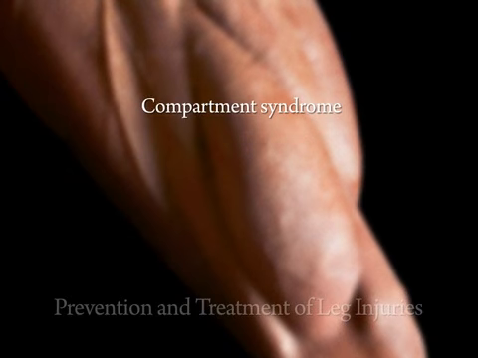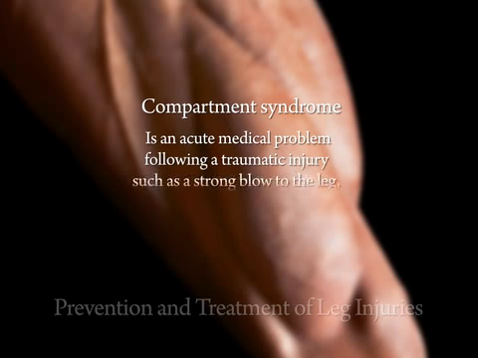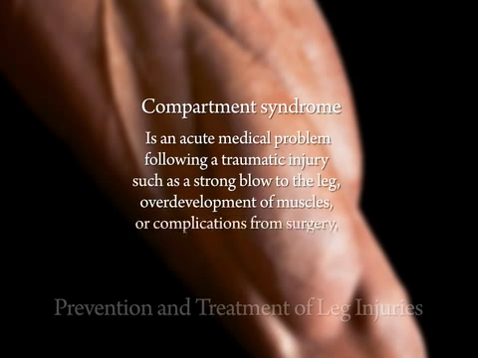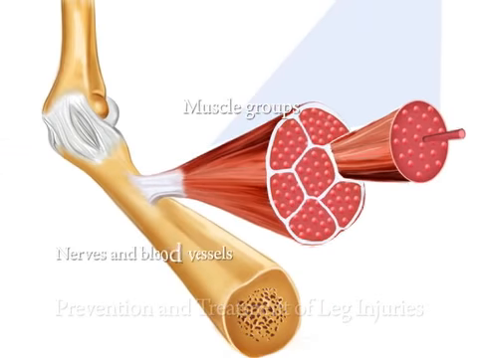Compartment syndrome is an acute medical problem following a traumatic injury, such as a strong blow to the leg, overdevelopment of muscles, or complications from surgery causing severe swelling or bleeding. Muscle groups in the legs contain nerves and blood vessels and are covered by a tough membrane called the fascia. The whole unit is called a compartment.